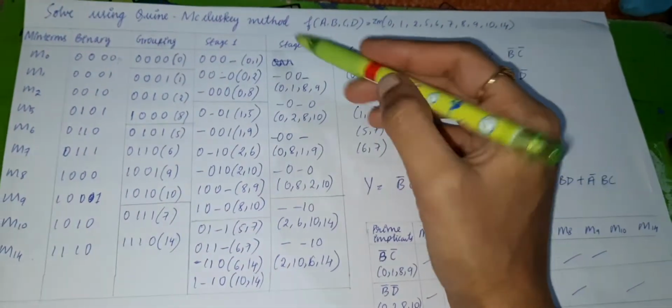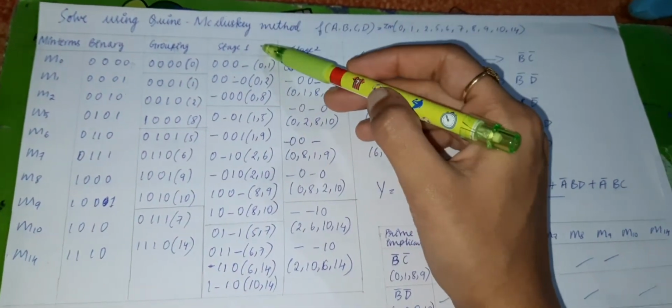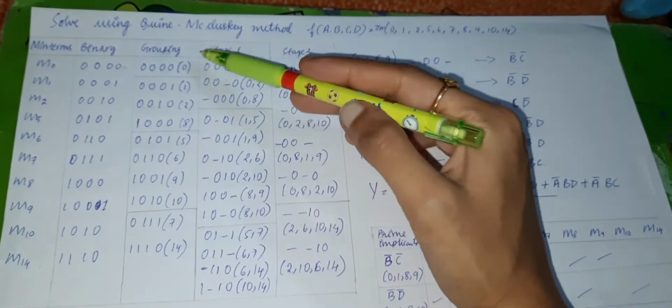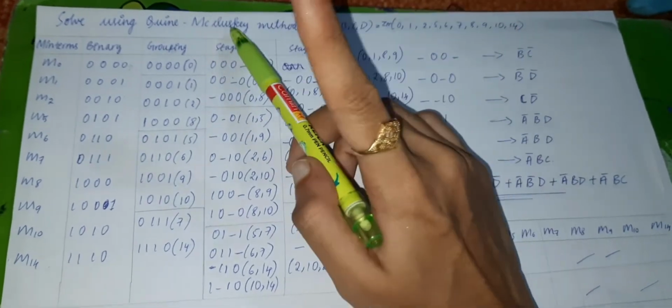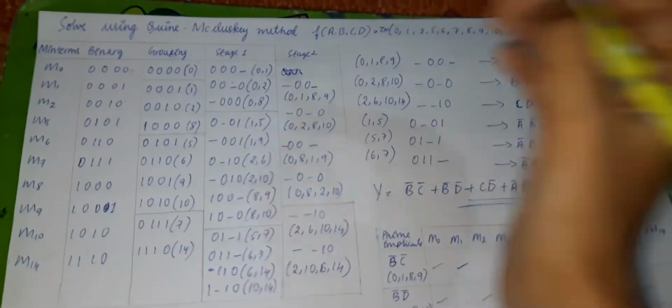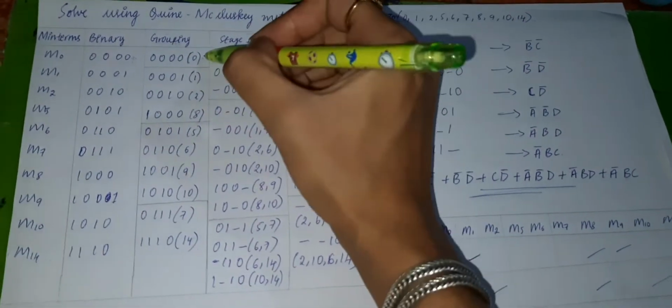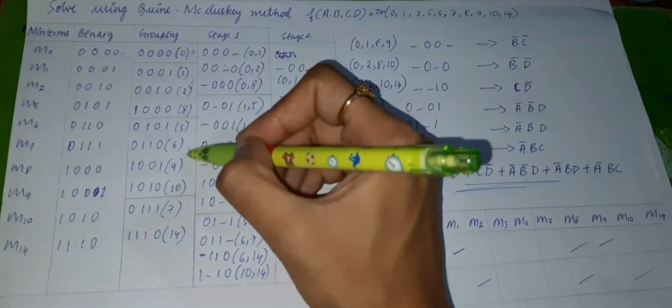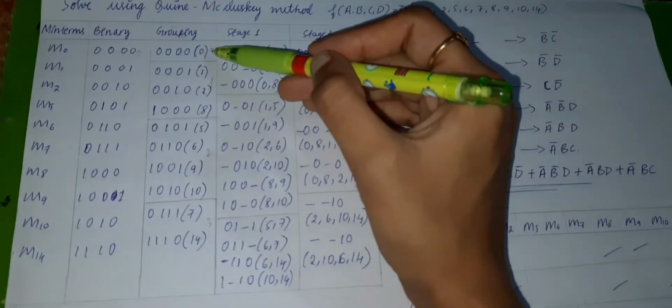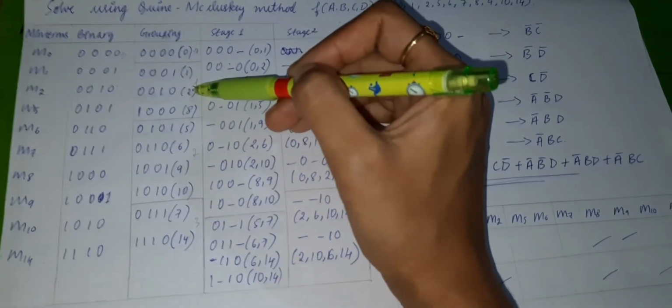The next step is stage 1. In stage 1, the comparison is done between the groups in such a way that they differ by only one place. So let us take an example. Let us name these group 0, group 1, group 2, and this one group 3. Let us now consider group 0 and group 1 and compare them.